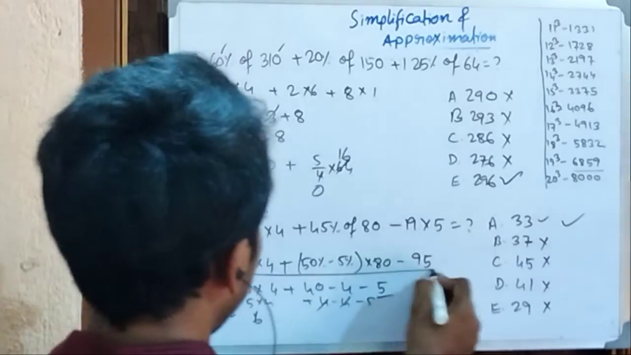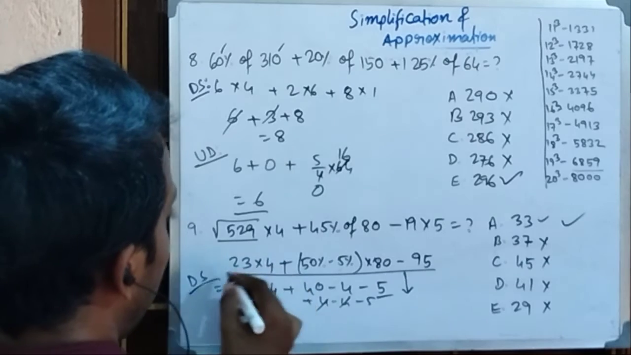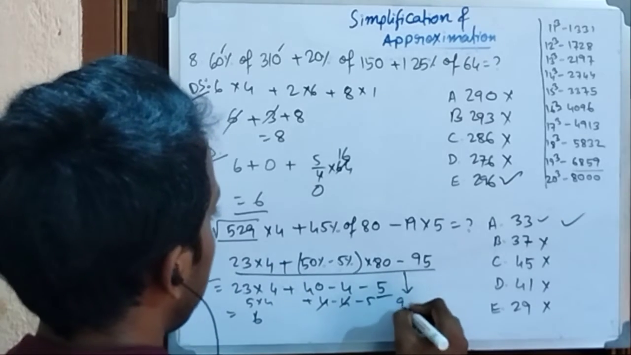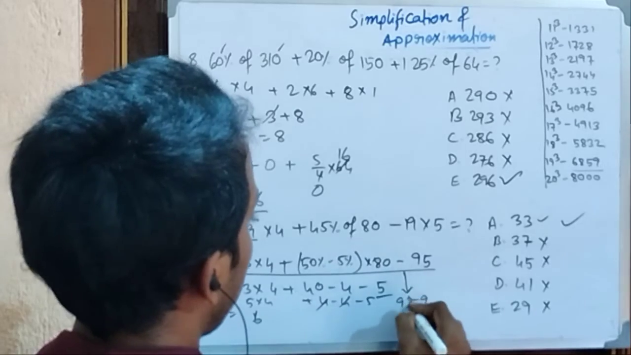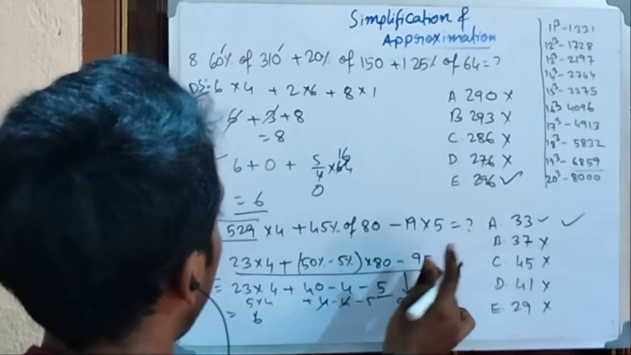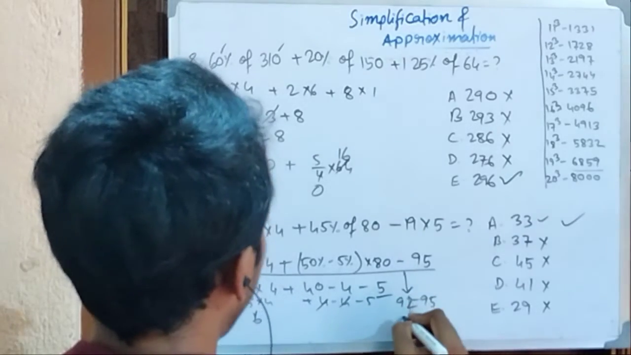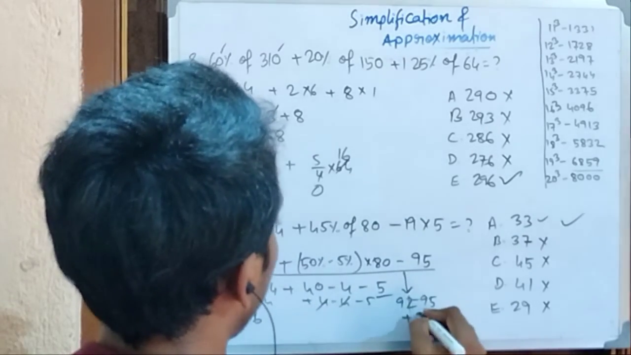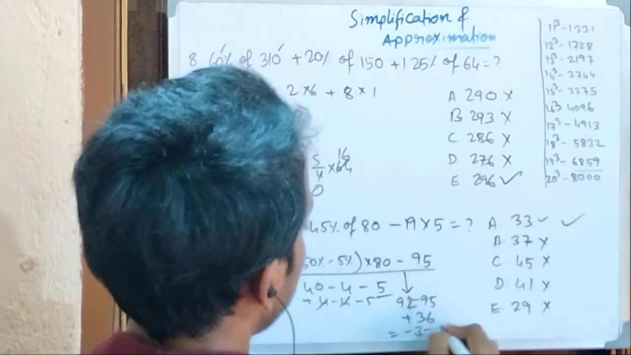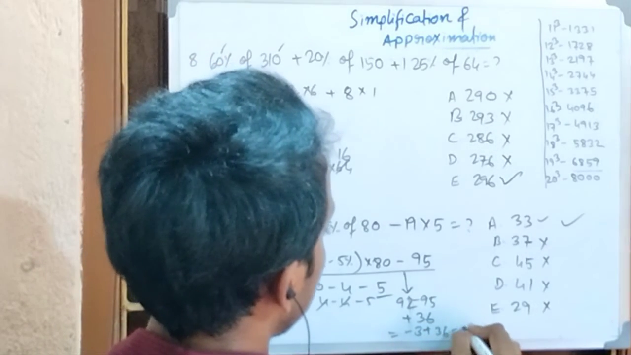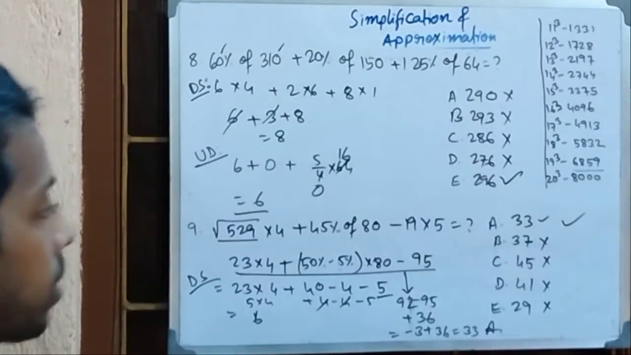See from here, 23 into 4 means 92 minus 95. This part I am taking from this side to the close part, and plus 40% of 4 minus 36, right? So what does it give? Minus 3 plus 36 gives the answer 33. Okay, again it gives option A as the answer, right?